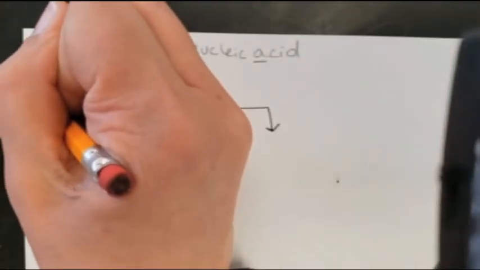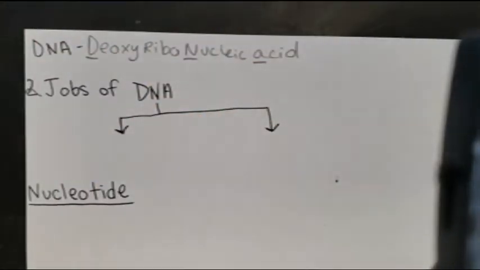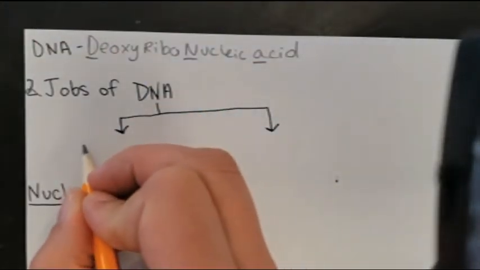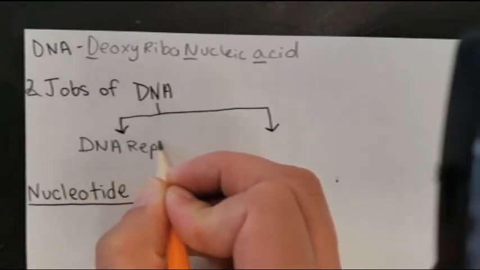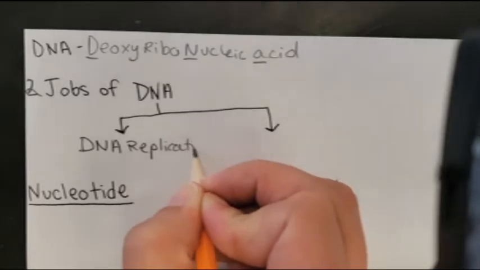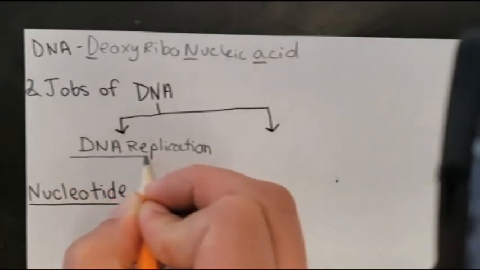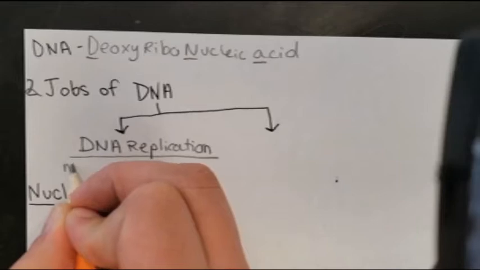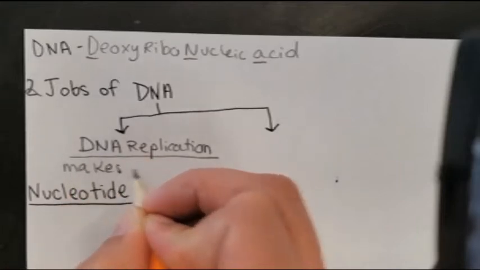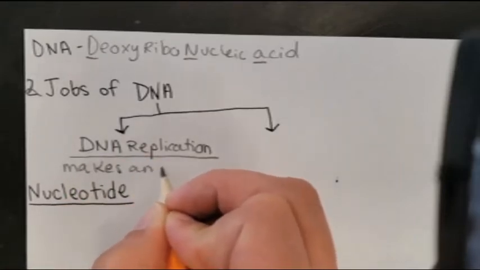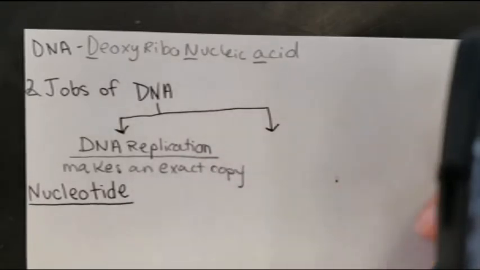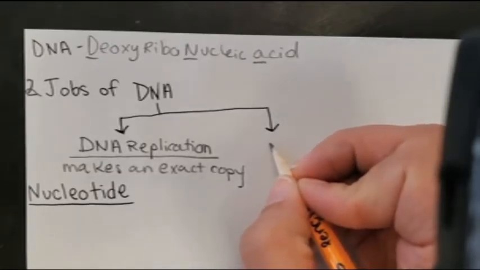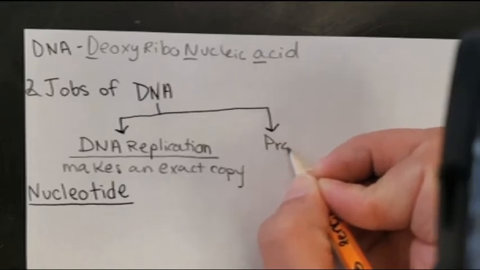So the two jobs of DNA, the first job that we're going to be talking about is called DNA replication. And this is when DNA makes an exact copy of itself. And then the other job that DNA has is protein synthesis.